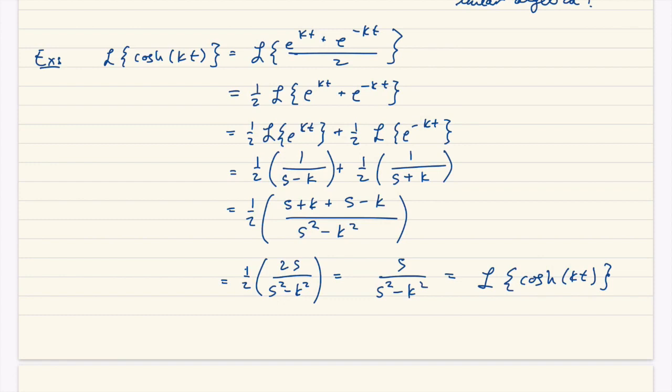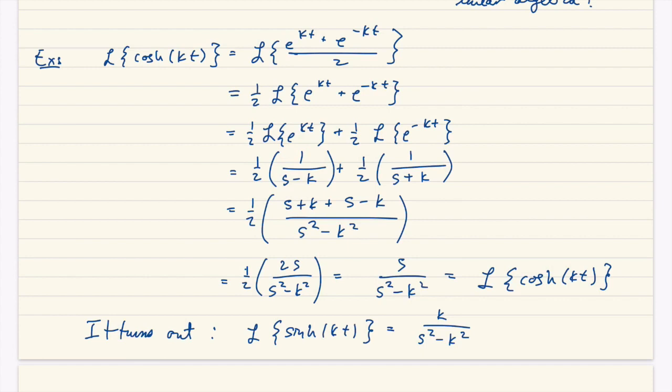Okay, it turns out, I'm not going to walk through this whole process again, but if you take the Laplace transform of sinh of kt, any guesses what you would end up with? You're probably right. You would end up with k over s squared minus k squared.